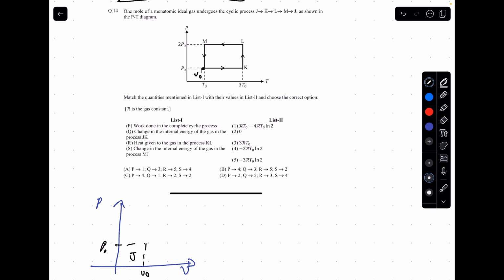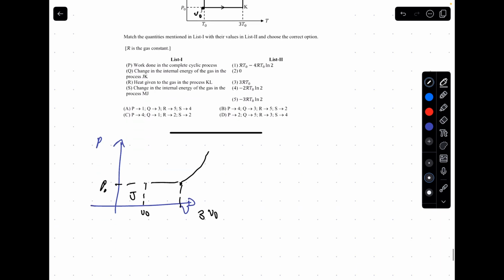I am just increasing the temperature, pressure is constant. So then only the volume will increase and this volume will become 3V naught. So this is an isobaric process. And then from that point the temperature is not increasing, so that is an isothermal process, and the pressure becomes 2 times, so volume will also become 2 times. So this is 3V naught, then this will become 6V naught.